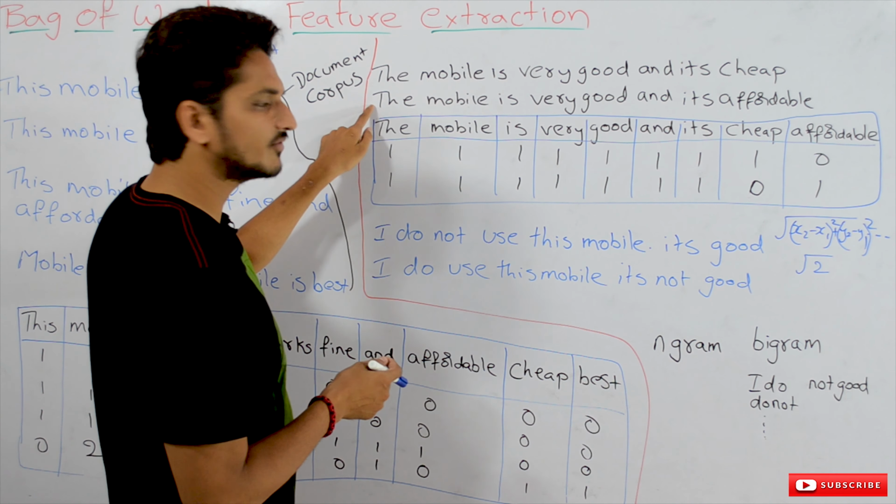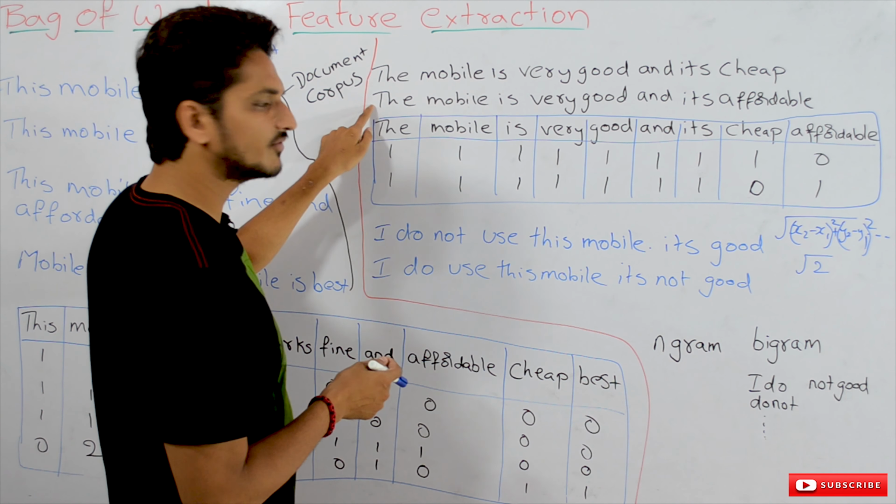Your distance decreases. Why is it decreasing? If you have similar words, 1 minus 1 is 0. 0 whole square means 0. So distance will decrease as you have similar words. Distance will increase as you have non-similar words. Based on the distance, they will identify whether these two different documents have similar content or not. Okay, this is one of the applications.